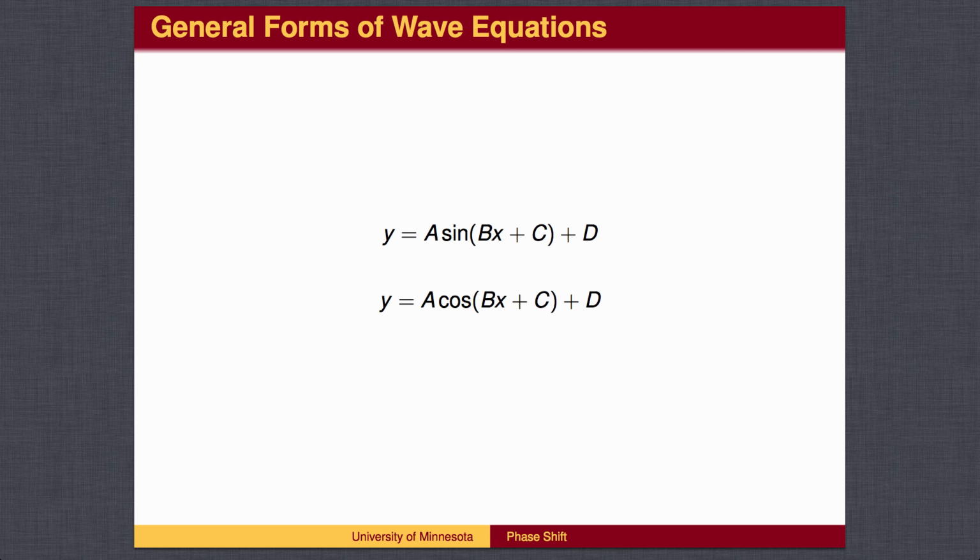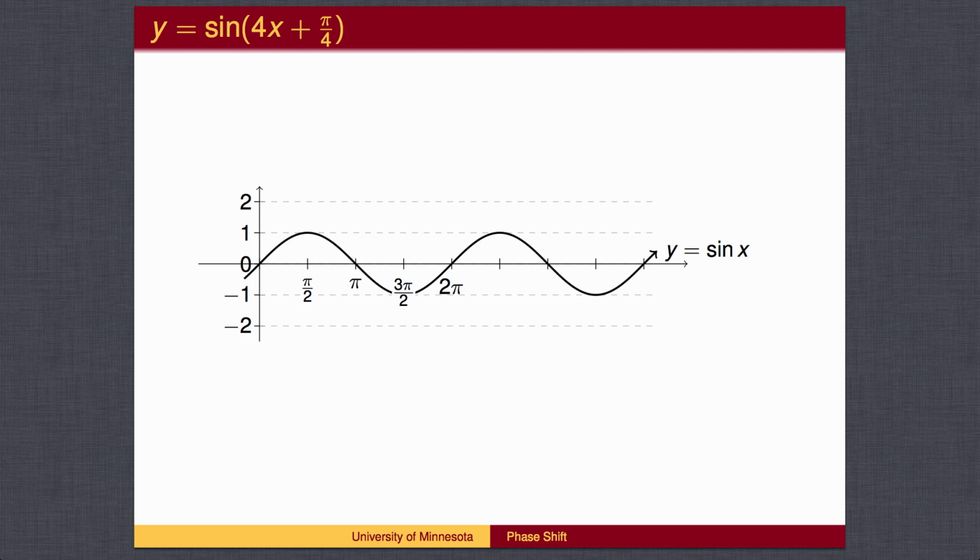The other addition we need to be concerned with is the constant c added inside the parentheses to the angle. Constants added inside the parentheses will shift the graph left and right. For sine and cosine waves, this shift is called the phase shift. In this example, we have a sine wave whose frequency is 4 times that of a standard sine wave, and the pi over 4 will shift the graph horizontally.